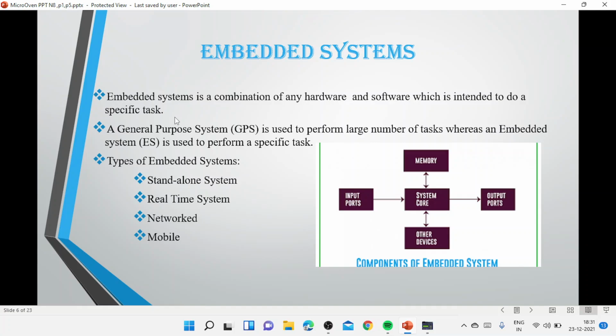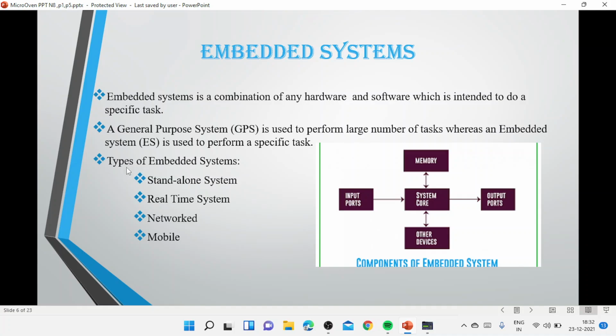Now let me tell about what is embedded systems. An embedded system is a combination of hardware and software which is intended to do a specific task. A general purpose system is used to perform a large number of tasks, whereas an embedded system is used to perform a specific task. Means an embedded system is created only for a specific task. We do not use an embedded system for multiple purposes, whereas a general purpose system, we can use for multiple purposes.